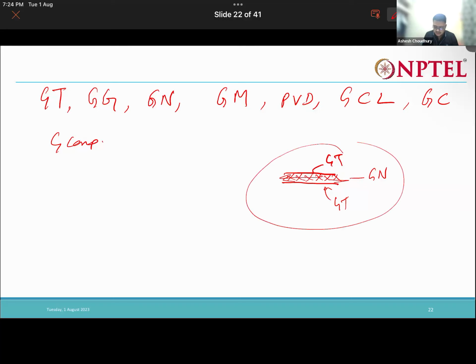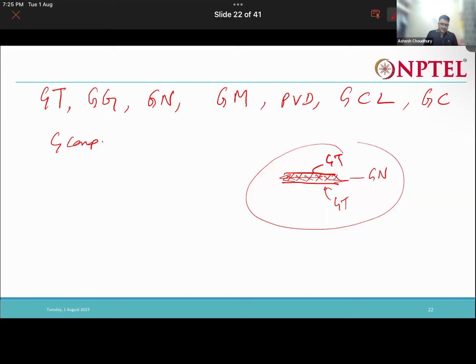So this whole arrangement actually forms a geocomposite, right? So geonet along with the geotextile, we can form a geocomposite. So geocomposite is nothing but a geosynthetic material that is formed with more than one type of geosynthetic.